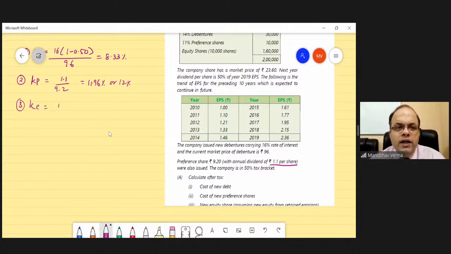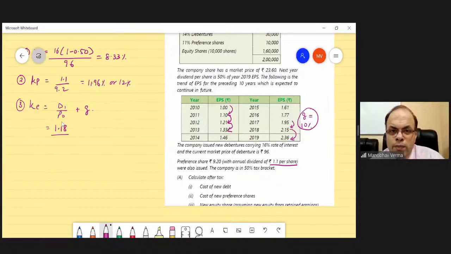So let's calculate KE. We have D1 upon P0 plus G. Now, what is G, guys? If I look at the last 10 years data, do you see a trend here? 1 to 1.10, 1.10 to 1.21. Every year, even in the last 2 years, I could see almost a 10% hike. So can we say that growth is actually 10%? And they're saying it is expected to continue. Next year, dividend is 50% of 2019 EPS, so my D1 becomes 1.18. They're giving us a market price of 23.6 on top, plus 10. So what's that percentage? I guess 15% would be your cost of equity in this case.